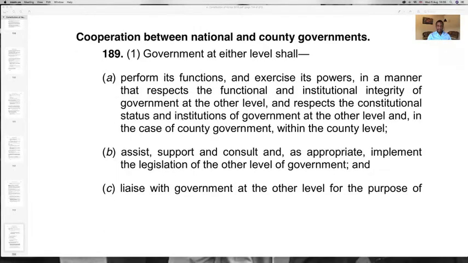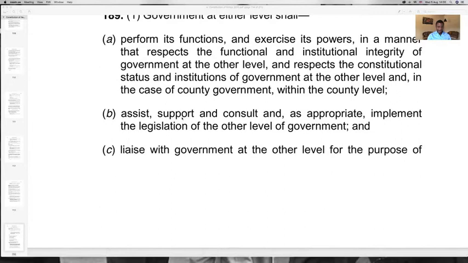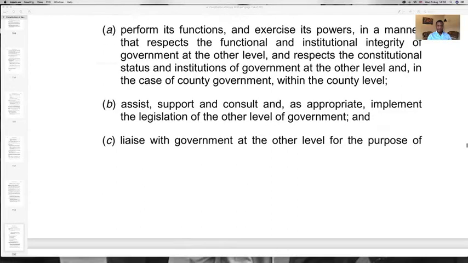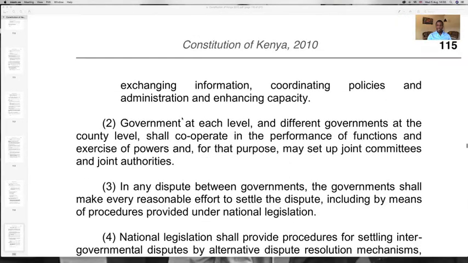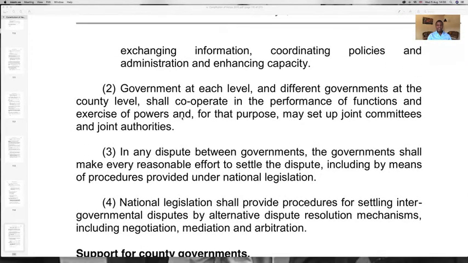Cooperation between national and county governments. These governments shall perform their functions and exercise their powers in a manner that respects each other, and they protect the functional and institutional integrity of each other. These governments, that is the county and the national government, shall also assist, support, consult, and as appropriate implement law at either level of the government, and they should liaise with each other for the purposes of exchanging information, coordinating policies and administration, and enhancing capacity.